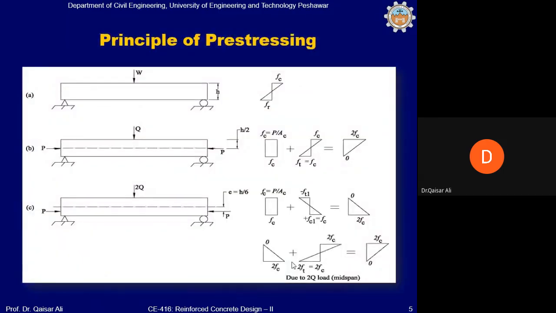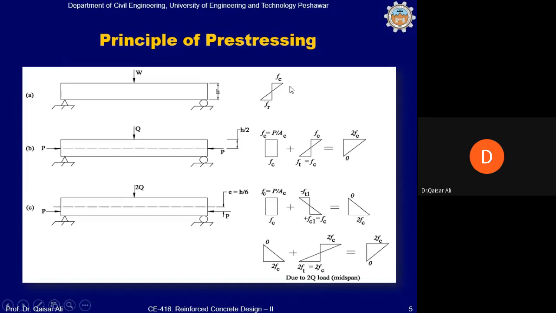Mathematically, this principle of pre-stressing can be explained with these figures. In the first figure, there is a beam which is subjected to a point load at the midspan, and this is a simply supported beam. You know that tensile stresses will be produced in the lower part of the beam, and compressive forces will be produced in the upper part of the beam. So if Fc is compressive stress in the upper part, and Ft is the tensile stress in the lower part of the beam, Fc and Ft will be equal as long as the beam is in the elastic range.